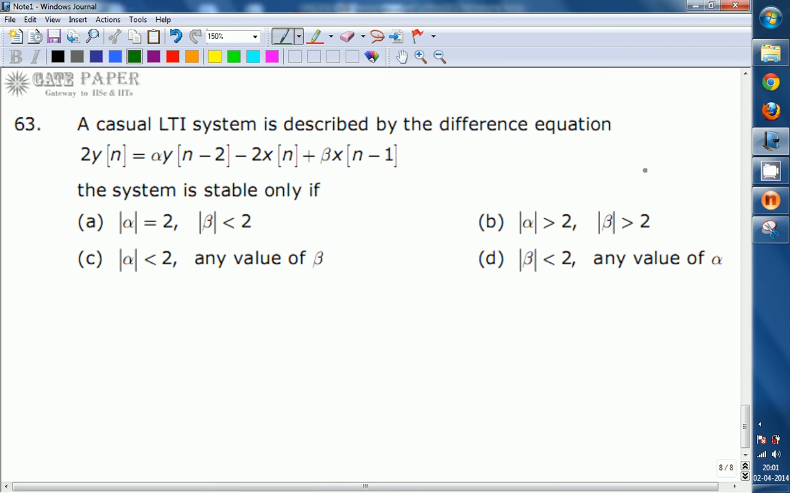We are going to discuss the question from Signals and Systems given in GATE 2004, from the LTI systems, finding the stability.